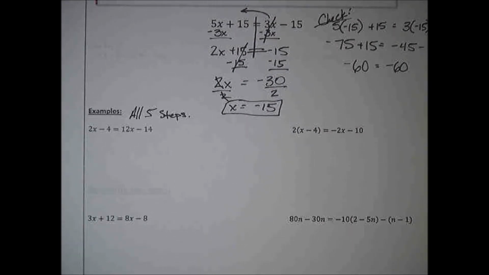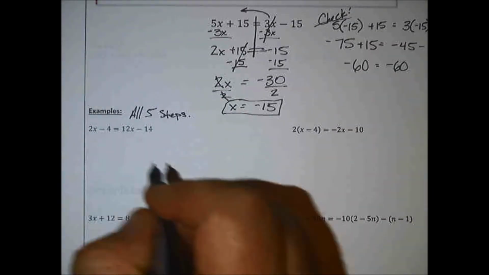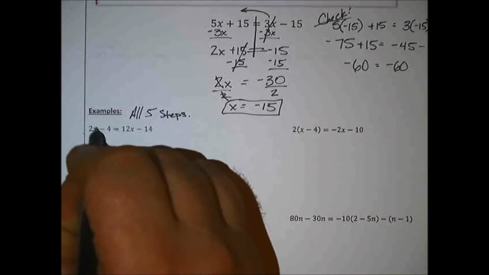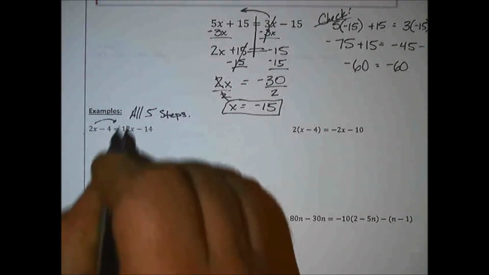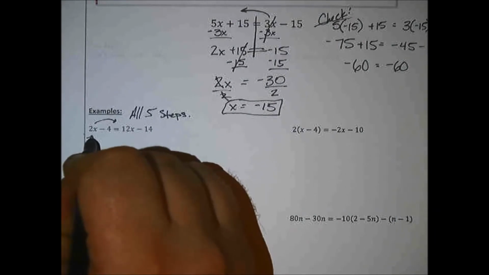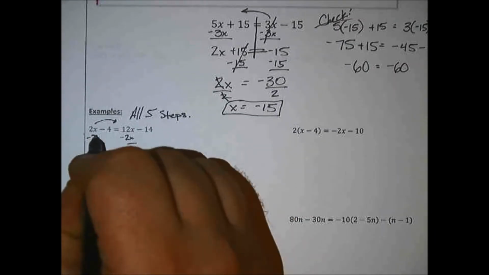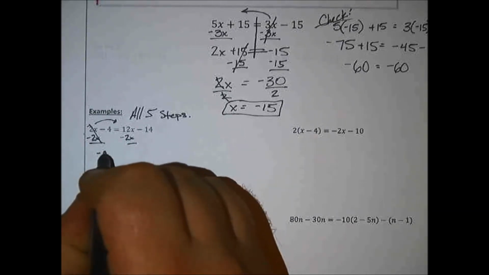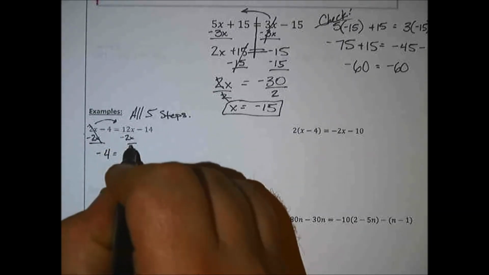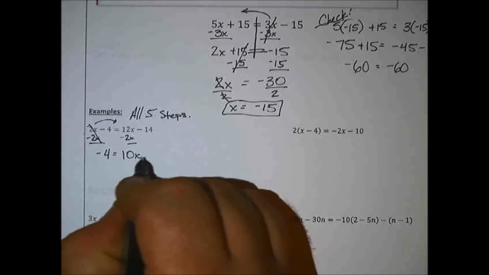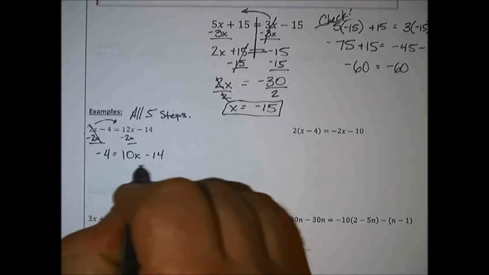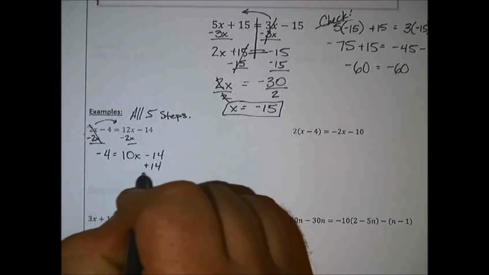All right. For this first one here, we have 2x minus 4 equals 12x minus 14. Remember, I am always going to move the smaller one. I'm going to move that 2x, so I'll subtract 2x, bam, bam. Those cancel. I have negative 4 equals 12 minus 2 is 10x minus 14. I'll add the 14 to both sides.